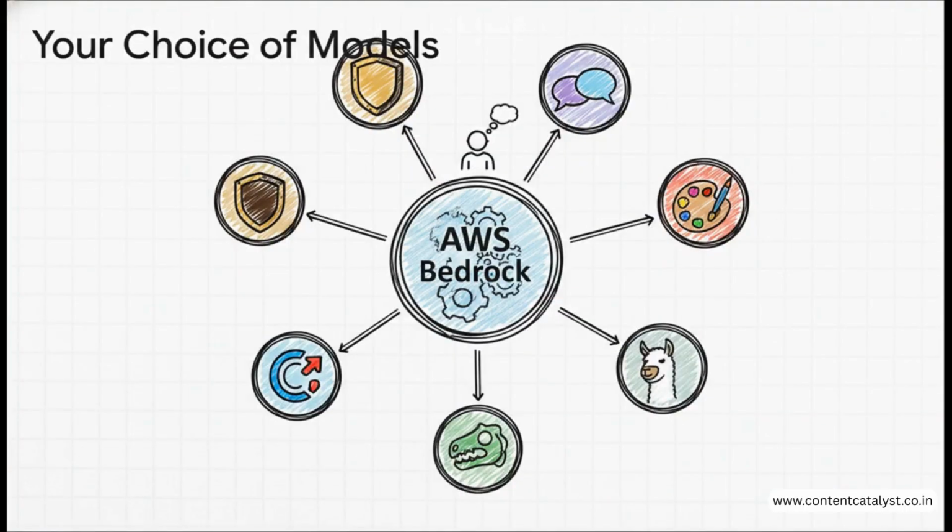I mean, you get access to all the big names in the game. You've got Amazon's own Titan models, you've got the super powerful Claude from Anthropic, of course there's Meta's Llama, and there are even models for creating images, like Stable Diffusion. And having this choice is so important because, let's be real, different models are good at different things.